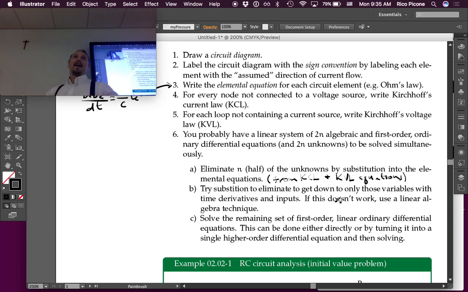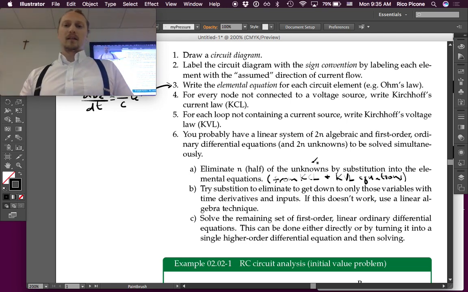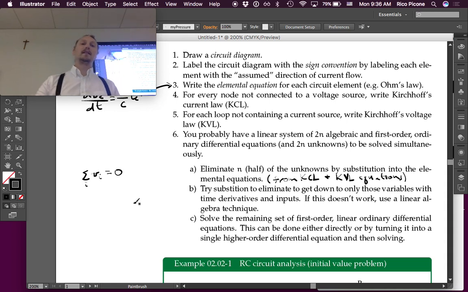It's pretty nice. Yeah? I just want to verify, KVL is the one about voltage, right? So KVL is Kirchhoff's voltage law, which says that if you sum up the voltage drops around a loop, then it should equal 0. Oh, gotcha. And the KCL is the one where you're summing up the currents into a node. So that's Kirchhoff's current law.